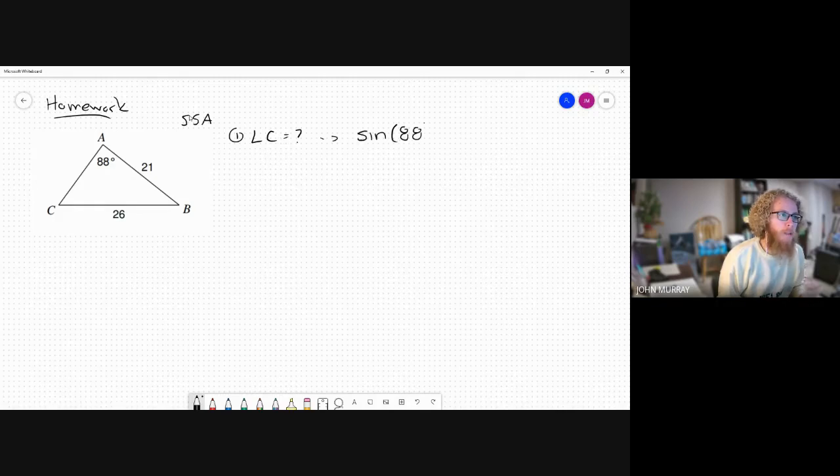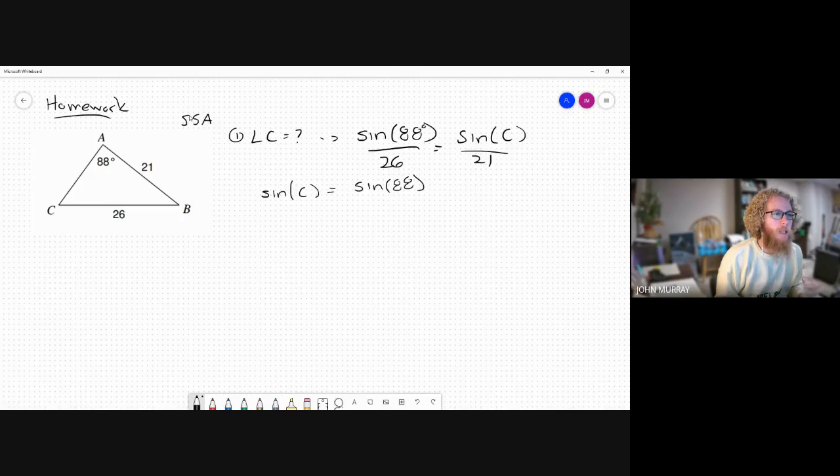It doesn't really matter though. So our first proportion should be the sine of 88 over 26 equals the sine of C over 21. That tells me the sine of C is going to be the sine of 88 times 21, so I'll put that in front, all over 26, right? All I really got to do is multiply by 21 over here.